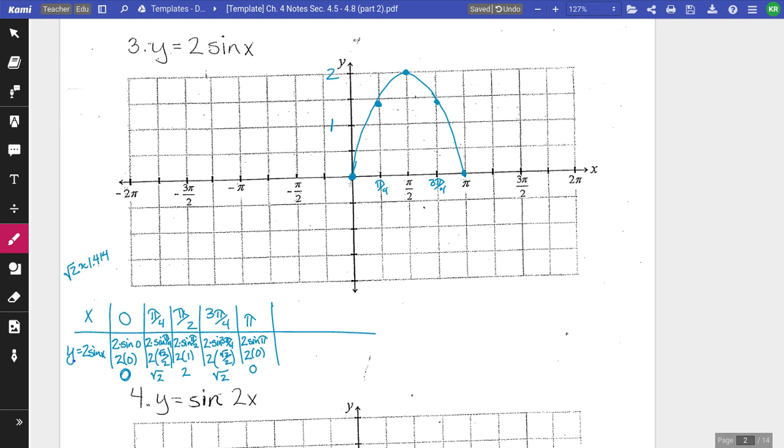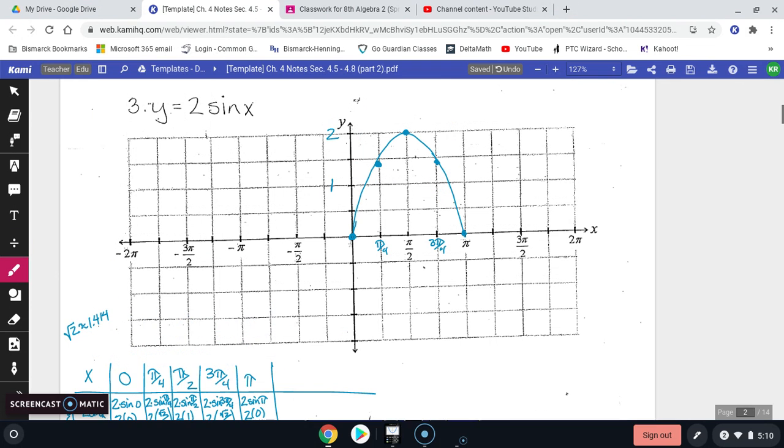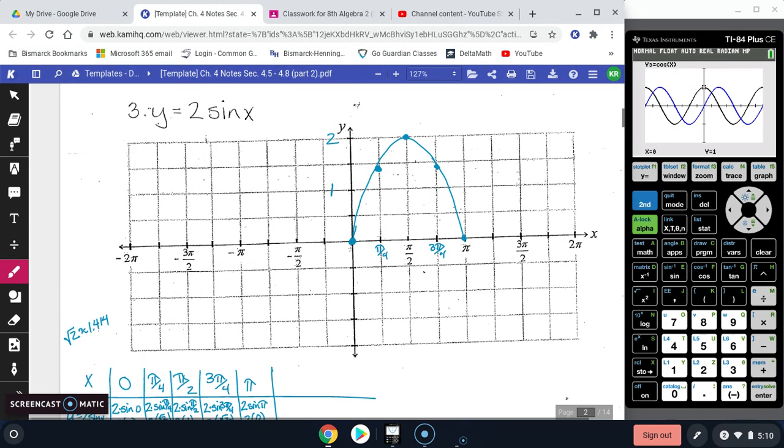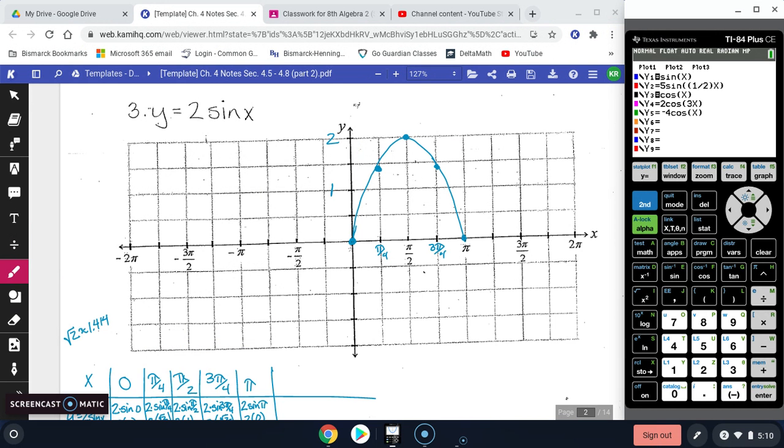Okay, let's look at your calculator for a minute and see what we have going on. All right, so let's go back to y equals. I'm going to keep the sine of x, and let me see. Oh, I guess I don't have this equation, do I? 2 sine x. So 2 sine of x, and I can graph it. Okay, so my original is going to be blue, and this 2 sine x is going to be in orange.